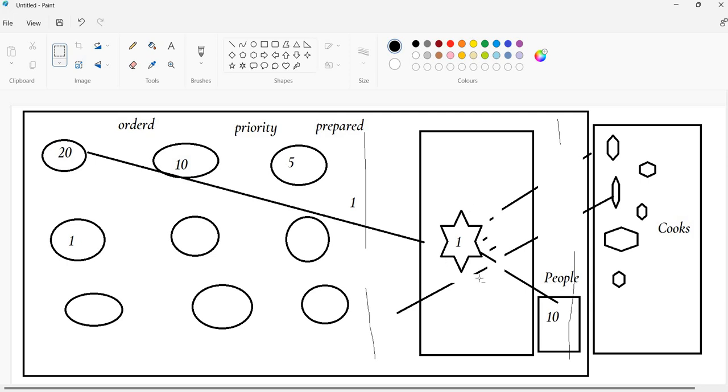So this thread is there. He's saying that, out of 10 people, please do one thing. Whichever order is prepared first, put it in some place. Suppose order 3 is completed. Just bring that food. Imagine this is order 3. Just put it here.